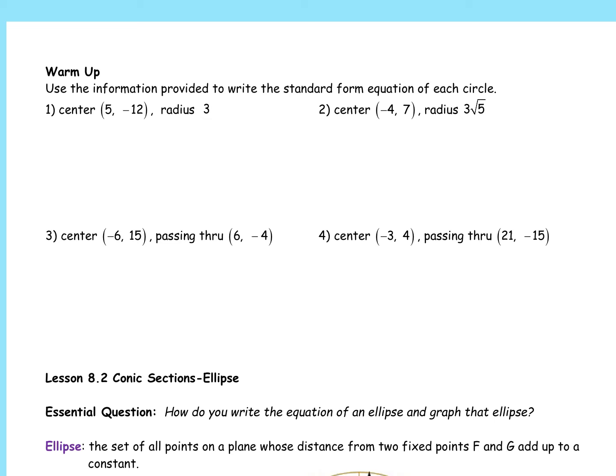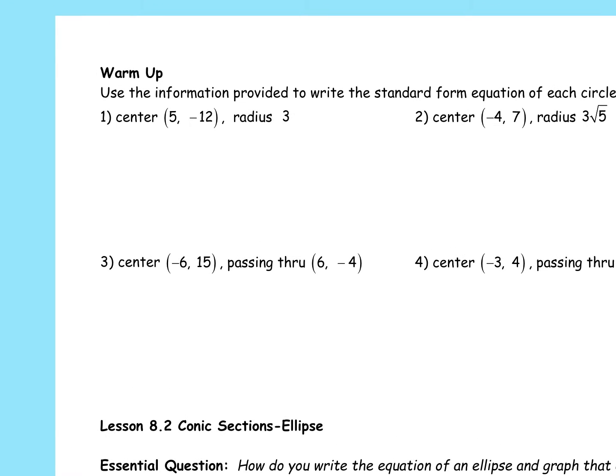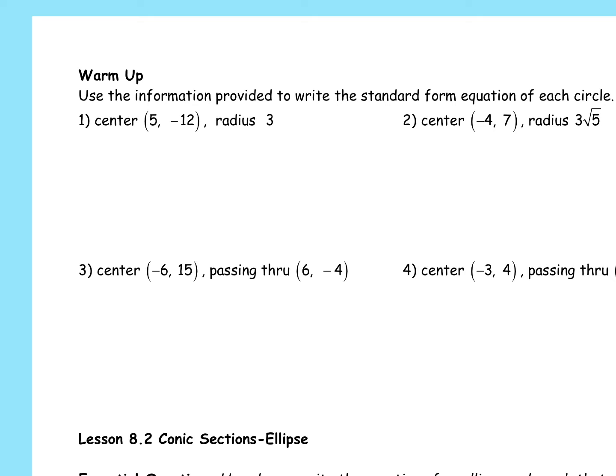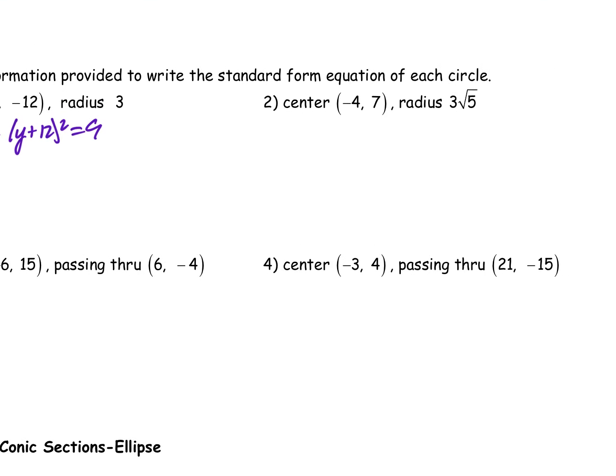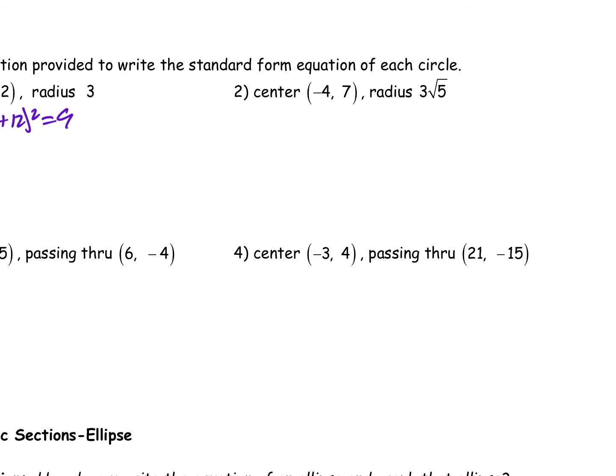The equation for number 1 should be (x - 5)² + (y + 12)² = 9. And number 2 should be (x + 4)² + (y - 7)² = 45.